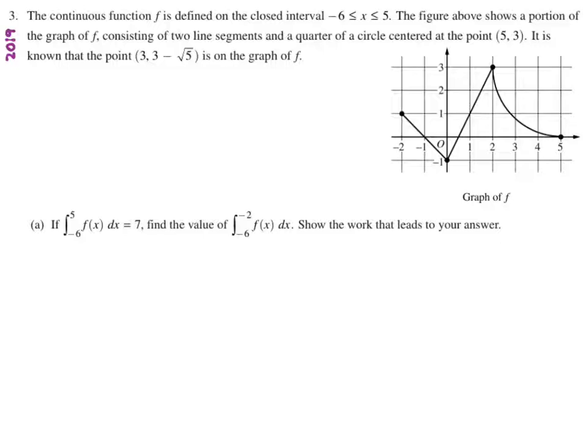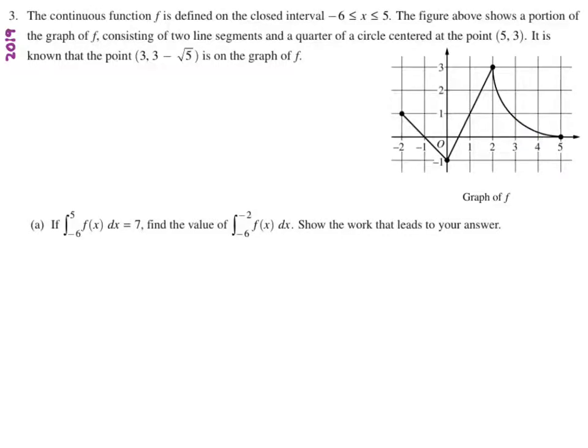It says the continuous function f is defined on the closed interval from -6 to 5. So we are given the graph of f here, and we can see all the values from -2 to 5, but it says that it's continuous from -6 to 5. The figure below shows a portion of the graph of f consisting of two line segments and a quarter of the circle centered at 5, 3. So we have a quarter circle here, and it tells us a position of 3, 3 minus rad 5. So if I go over to 3, this y value is 3 minus rad 5.